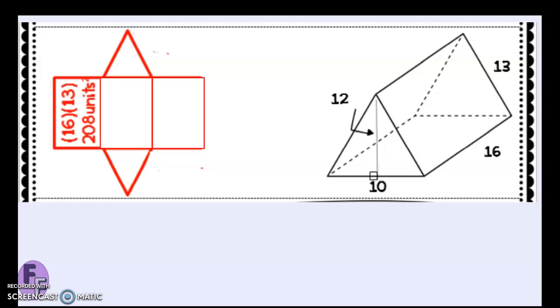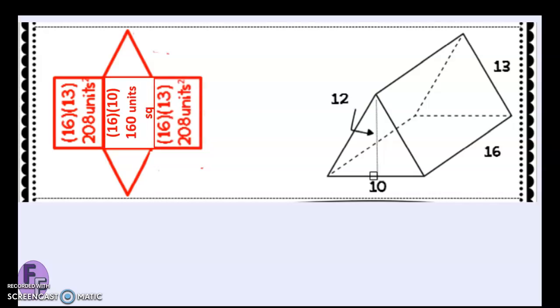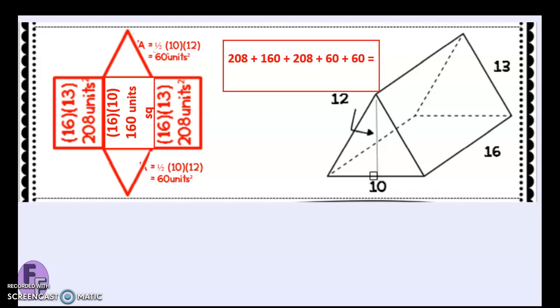So one of the rectangles is 16 by 13. One of the rectangles is 16 by 10. And the other rectangle is another 16 by 13. Then we need to find the area of the triangles. 1/2 times the base times the height. So 1/2 times 10 times 12 gives you 60 units for both of the triangles. Add all of your faces together, and you get a total surface area of 696 units squared.